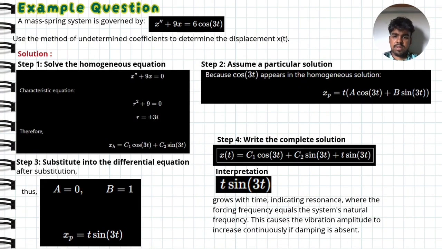After substitution, a equals 0 and b equals 1, which gives x_p equals t sin 3t. And the last step, write the complete solution where x(t) equals c1 cos 3t plus c2 sin 3t plus t sin 3t, and the interpretation will be t sin 3t.